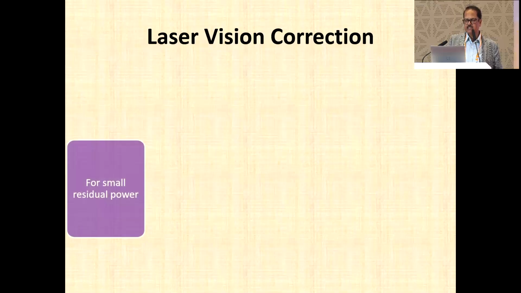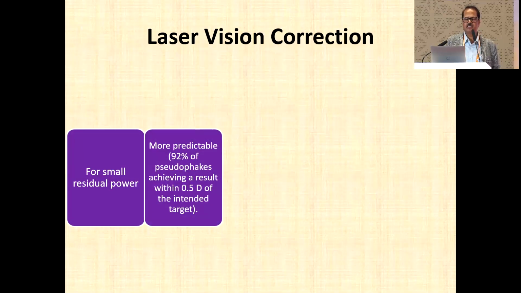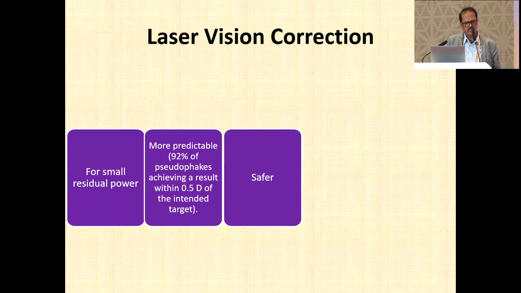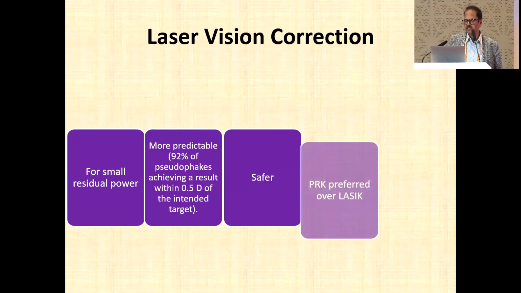Laser vision correction is another good option, but it can be reserved for a small amount of refractive error, and it requires extra machines and extra cost. So if you have this machine, you can offer it to your patients.